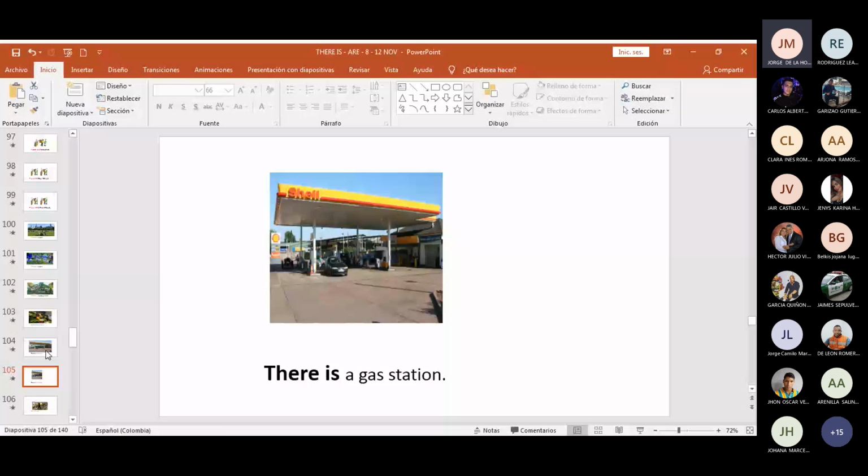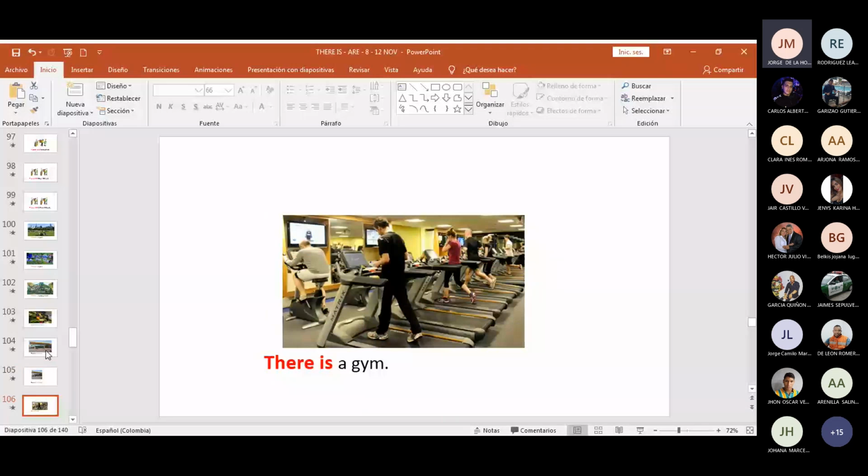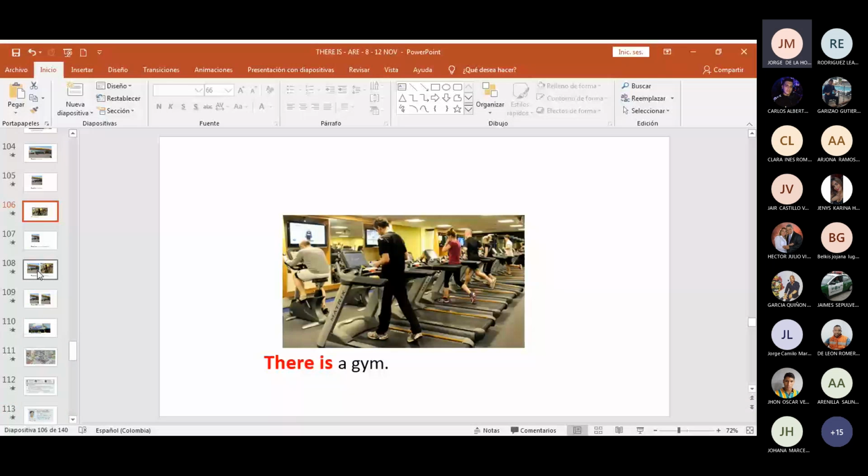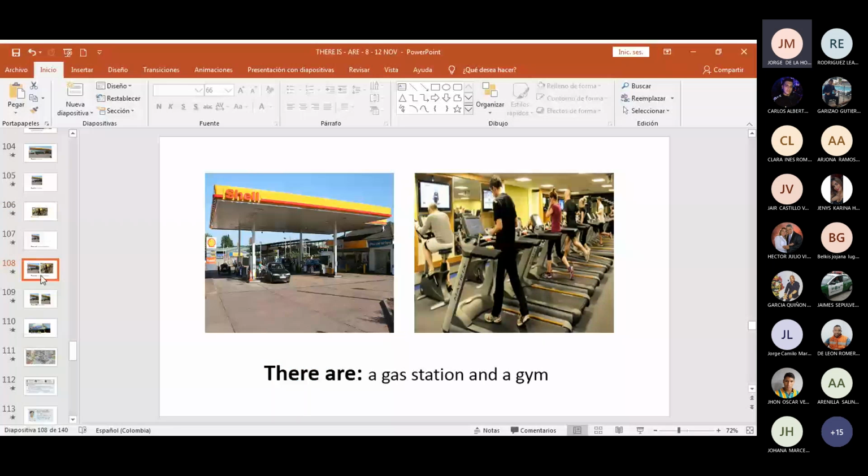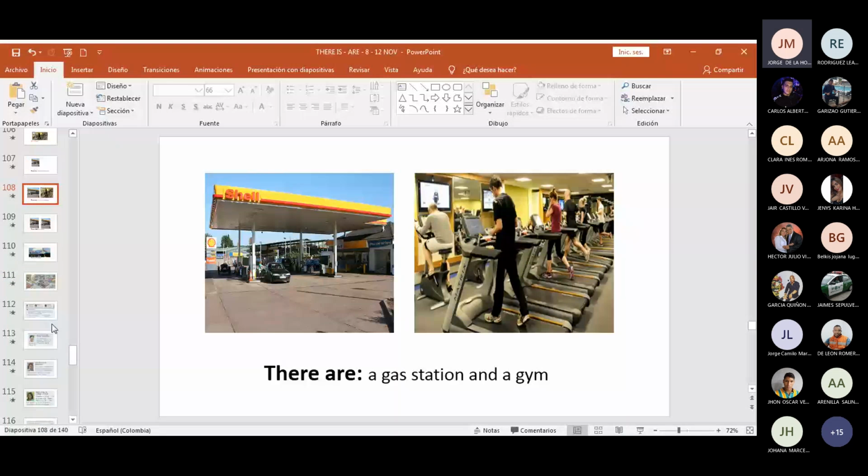Yeah, there is a gas station. Teacher, there is a gym. Yes? Okay. In Spanish, there is a gym, student. Hay un gimnasio. So, student, depending on what you have, you're going to say, there are a gas station and a gym. So, student, what are you going to do, class? You are going to say what is in your neighborhood.